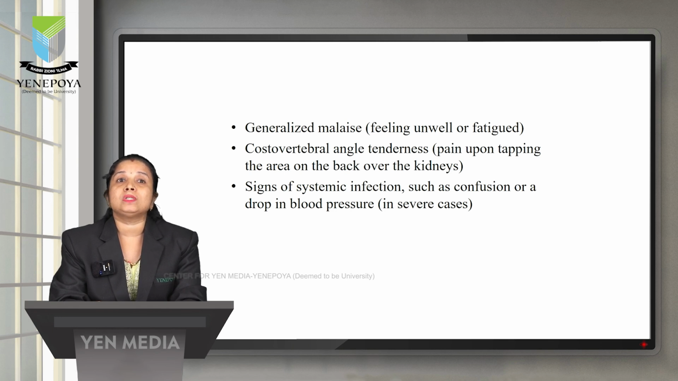and there will be costovertebral angle tenderness. That is, the patient will feel pain upon tapping the area on the back over the kidney. Next, there are signs of systemic infection such as confusion or hypotension, a drop in blood pressure, that we can see in severe cases.